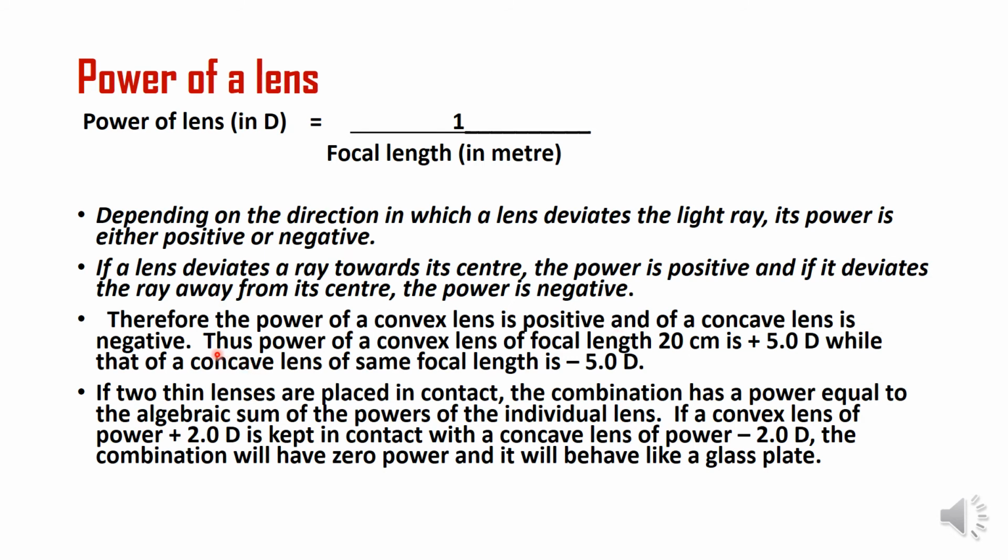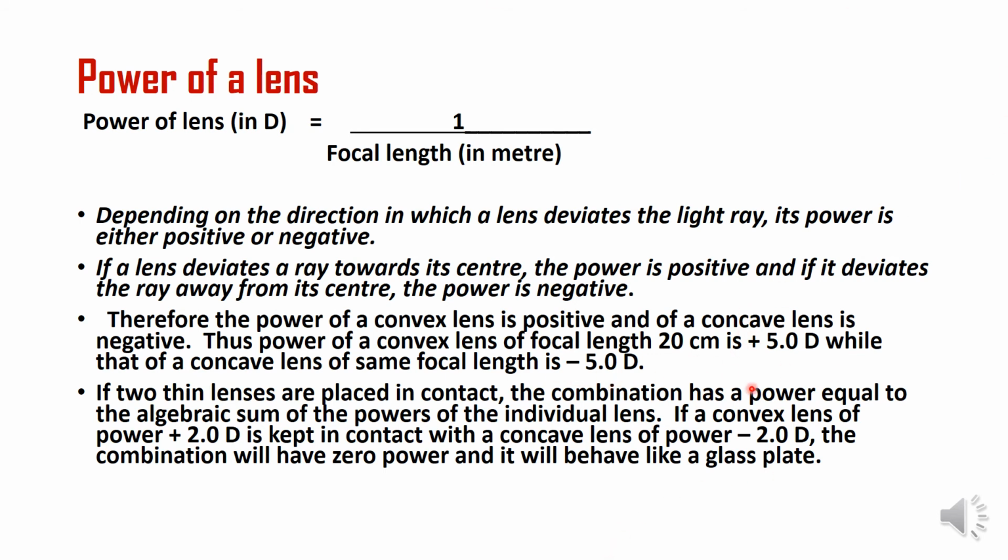Therefore we understand that the power of a convex lens is positive and that of a concave lens is negative. Thus power of a convex lens of focal length 20 centimeter is 5 diopter with a plus sign, while that of a concave lens of same focal length is 5 diopter with a negative sign. So sign also is very important.